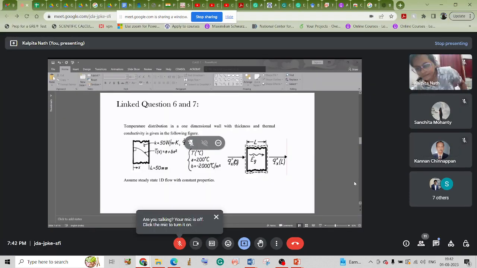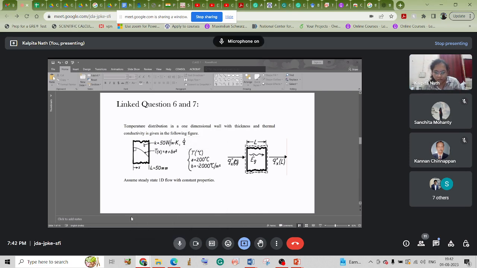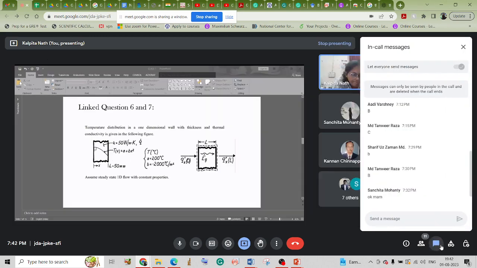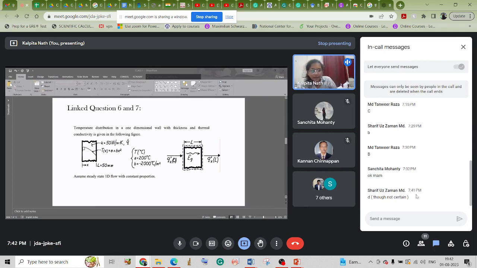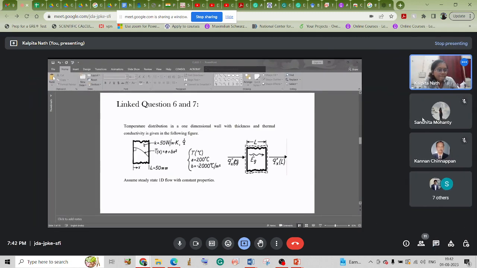Sorry, was I muted? Okay, okay. The answer is not correct. Sharif, no problem. I'll be waiting for 2 more minutes for you to correct this. Till now, whatever equation you have applied, just the same equation will be applied here. Just start from the basics.